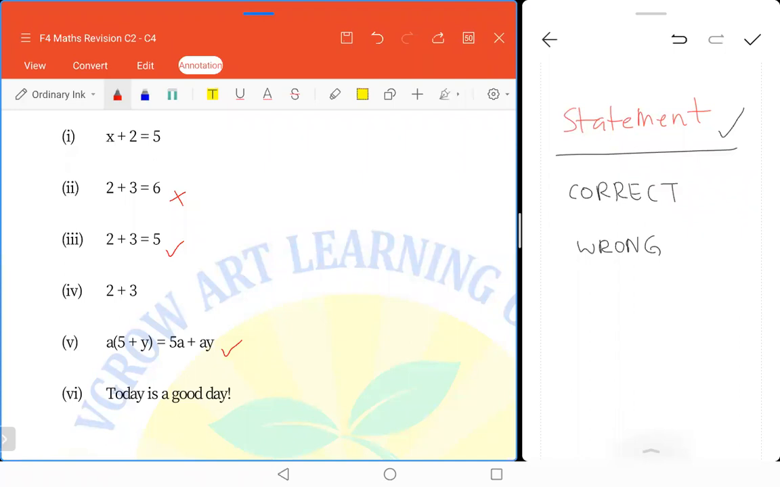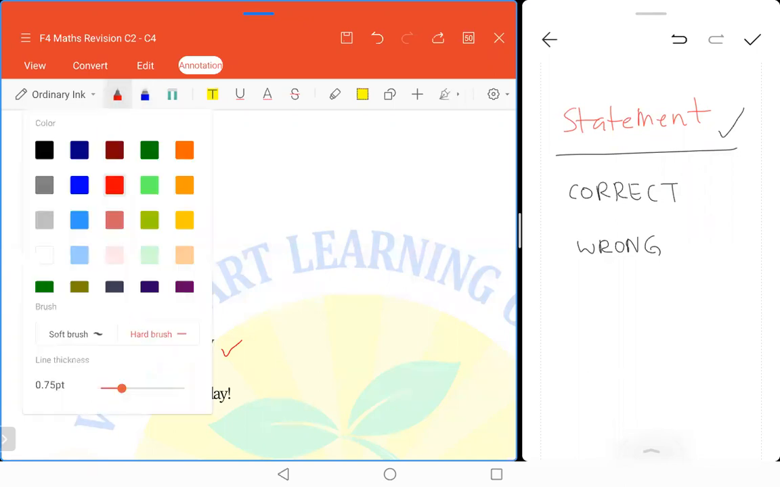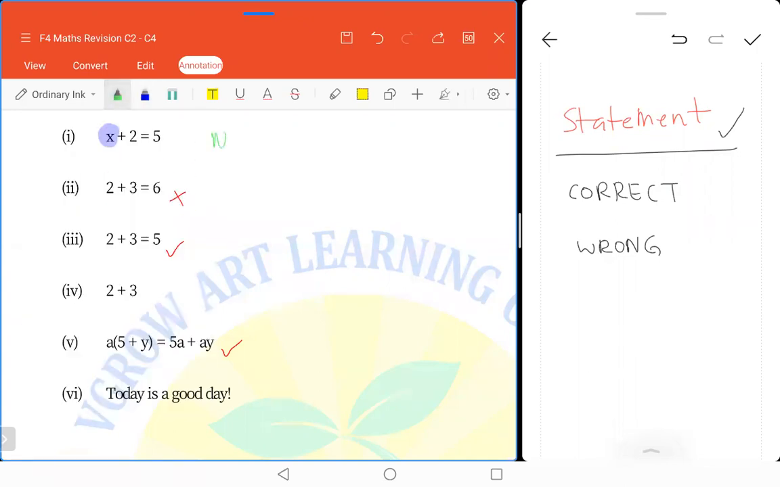Number 1 is not a statement because x plus 2 equal to 5. What is x? It can be 7, it can be -2, it can be -5. We do not know, right? So x over here is an unknown, something that we do not know. So x plus 2 equal to 5 is not a statement.